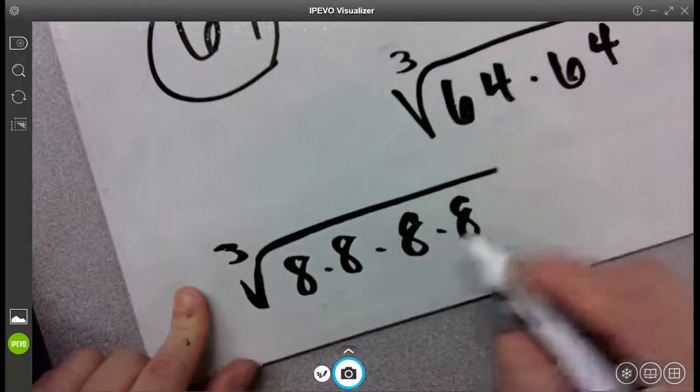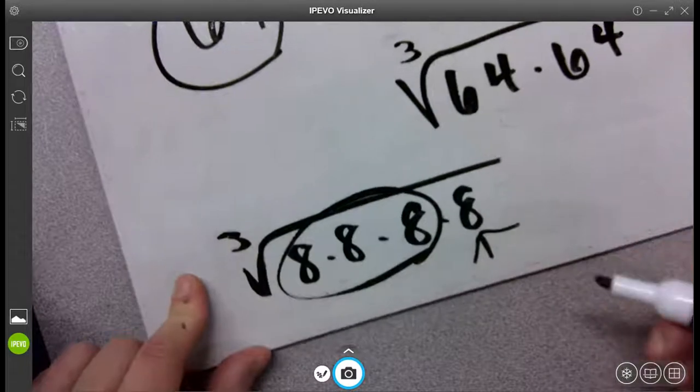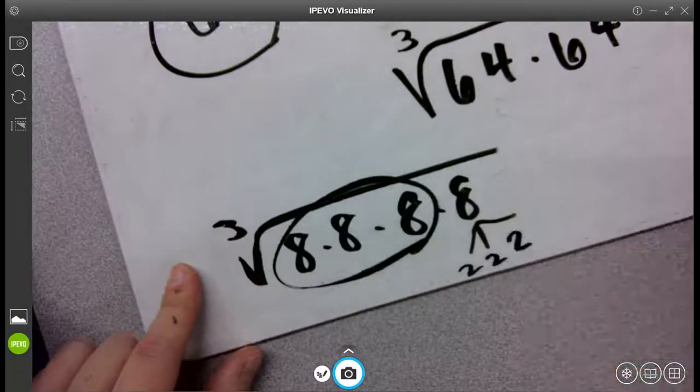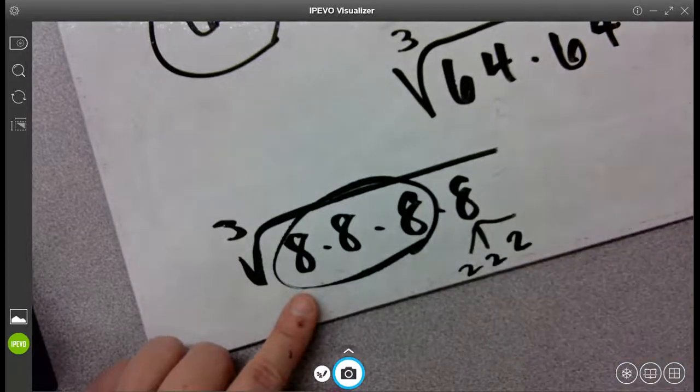Well, I have 3 8s, but I need 3 more numbers. I can break that 8 into 2, 2, 2. So I could take out an 8 and take out a 2, and my answer is 16.